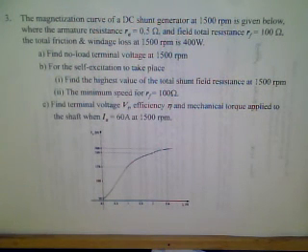So that ends the solution for the problem or example given in the lecture slides.